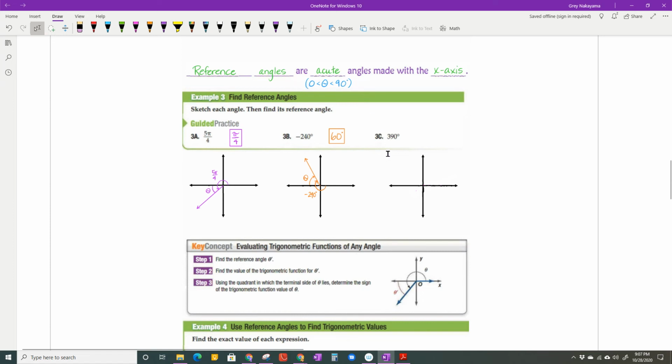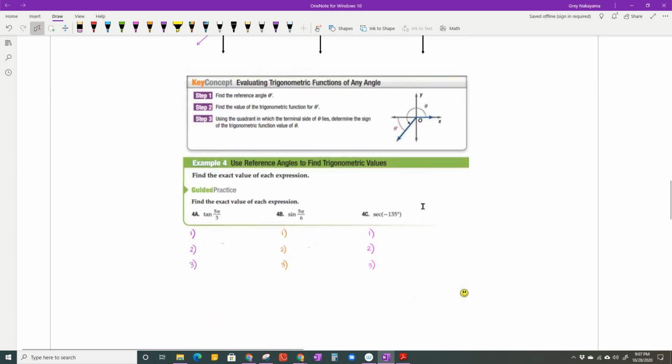Okay? 390. That angle is larger than 360. So if I subtract from 360, I'm left with 30. And a 30-degree angle is like right there. So 390 means I start at the beginning and I go all the way around. That's 390 degrees. But my angle made with the x-axis is that, and that, of course, is 30 degrees because we subtracted from 360. Okay? Now, let's see how they're useful.